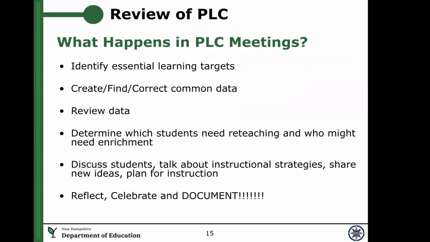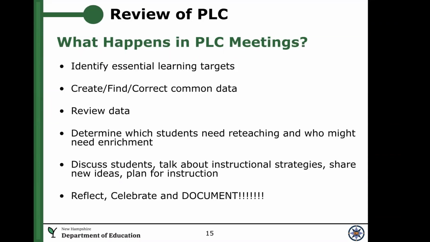So what happens in PLC meetings? We're going to identify the essential learning targets. In doing that, we are also going to make sure that students are aware of what their role is in meeting those targets as well. We're going to create, find, and correct common data. We're going to review data. We're going to determine which students need reteaching and who might need enrichment.